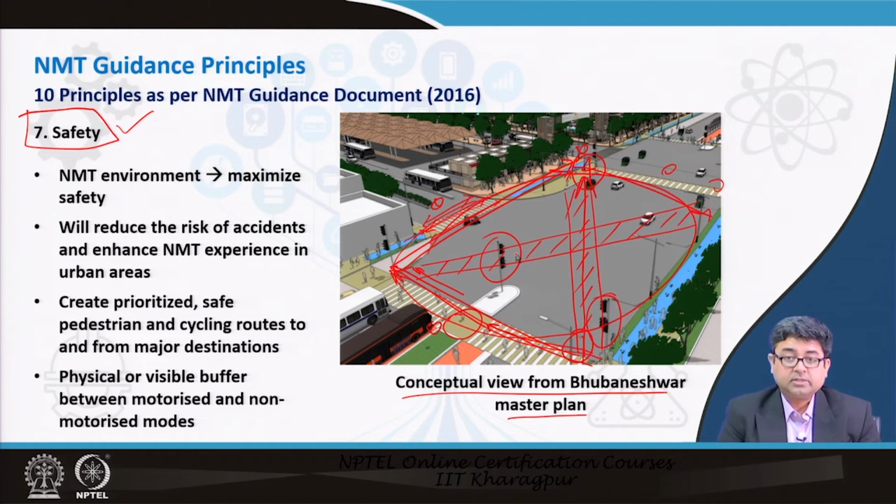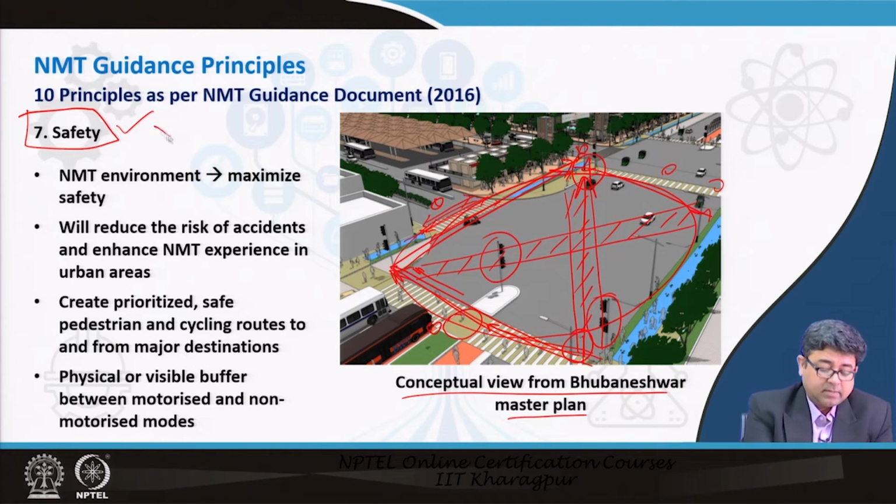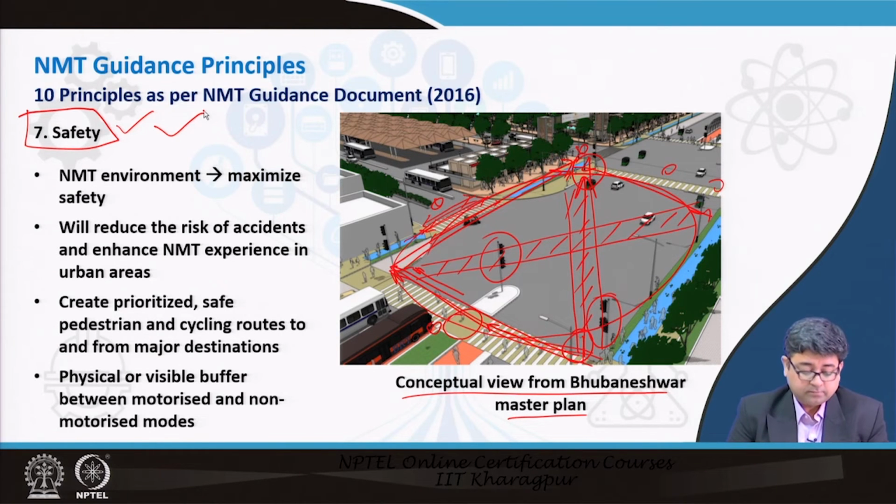So, you will see such kind of pedestrian signalization also, especially in case of large intersections where there is a lot of pedestrian movement happening. So, all of this comes under the realm of safety. So, all these aspects should be taken into account when you are trying to design for any kind of NMT infrastructure.